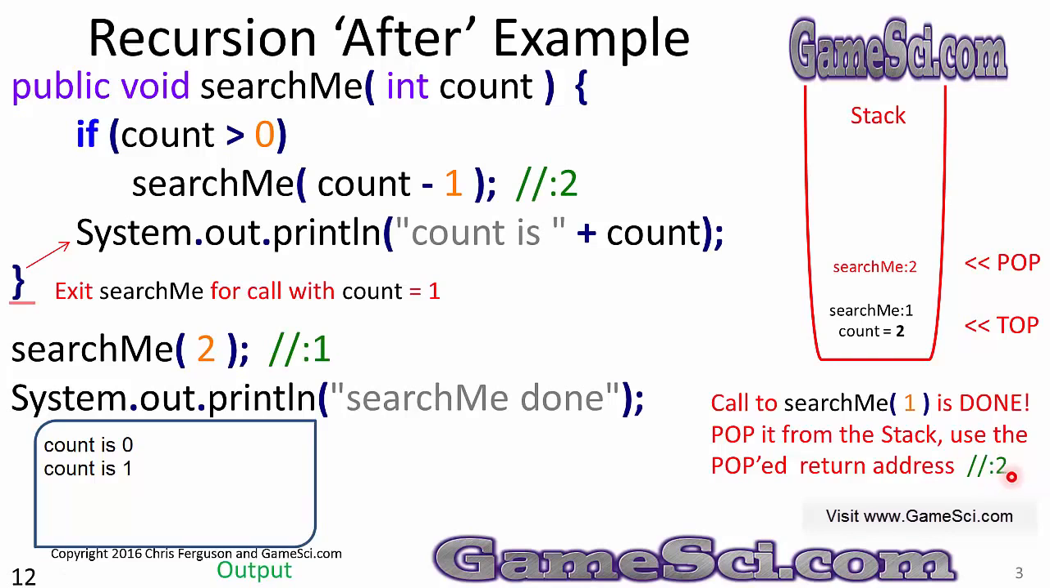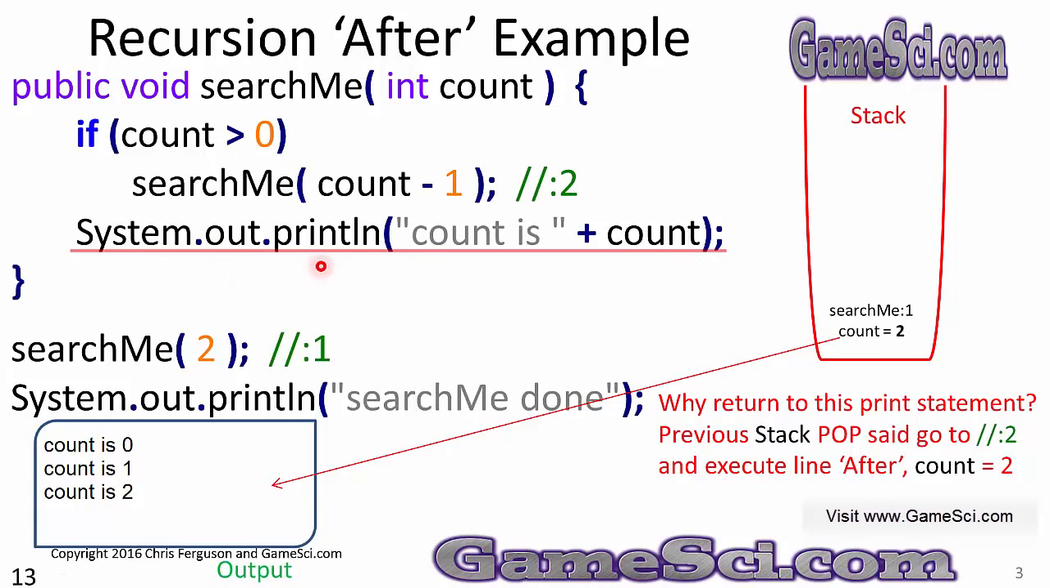Remember, it was telling you SearchMe //2 was called. So we've got to go back after this call finishes and follow the line below it, which is this print statement right there. At this point, we'll output the print statement once more. Count is, you can see the current value at the top of the stack is a 2. So the 2 is what shows up on the screen.